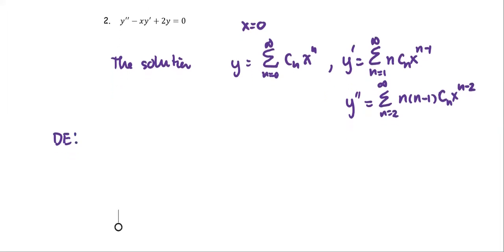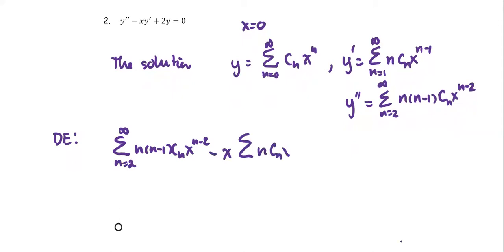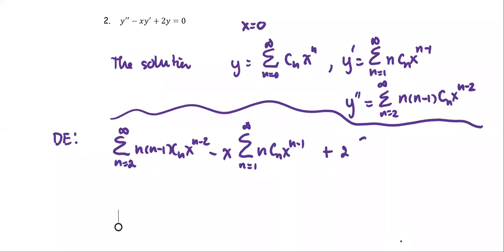The y double prime is the summation of n times n minus 1 cn x to the n minus 2, n equals 2 to infinity, minus x times the summation of n cn x to the n minus 1, n from 1 to infinity, plus 2 times the summation of cn x to the n from 0 to infinity equals 0.